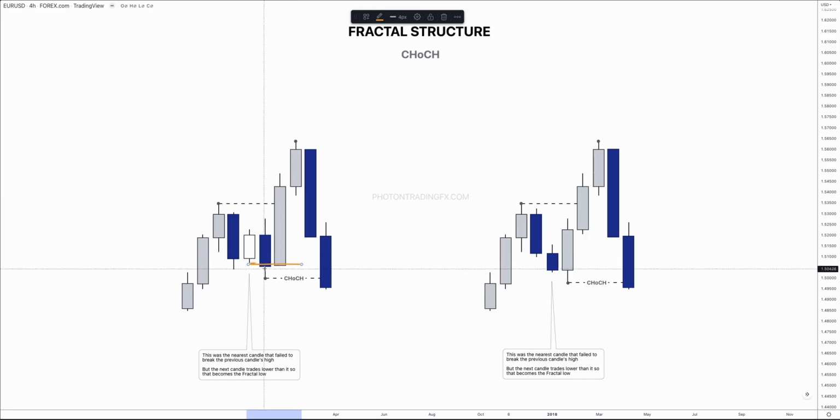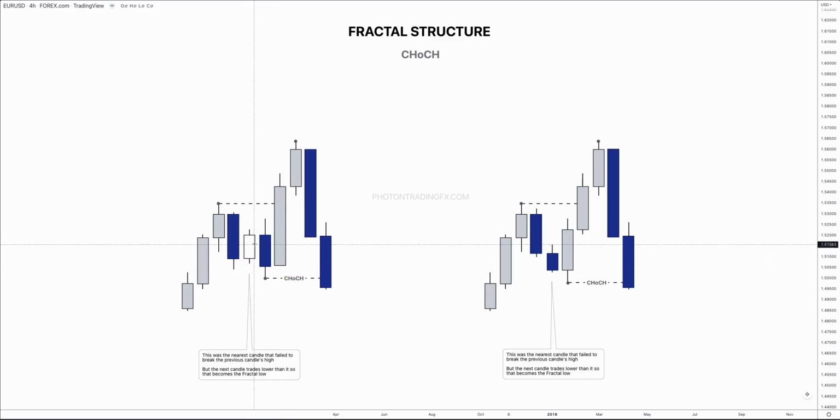Well, hopefully you can see why that doesn't really make sense, because after that low was printed, what happened? Price traded lower and then we had the up movement, okay? So in these instances, when you find the nearest candle that failed to break the previous candle's high, but the next candle trades lower, then this is where this becomes our low and that's our true CHoCH line, okay? So that's just an instance in which you need to adjust it to the next candle. It doesn't make sense to have a line where price has already traded through it, okay?